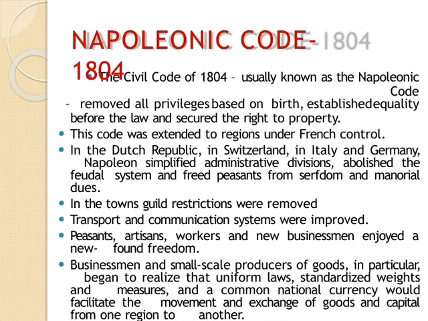From a broader perspective, both businessmen and small producers started to see the benefits of uniform laws, standardized weights and measures, and a common national currency. These changes made it much easier to move goods and capital across regions, fostering a more integrated economy. All in all, the Napoleonic Code was a cornerstone of legal and social reform, helping to lay the foundation for modern legal systems and economic relations.